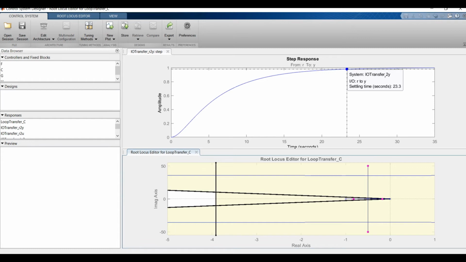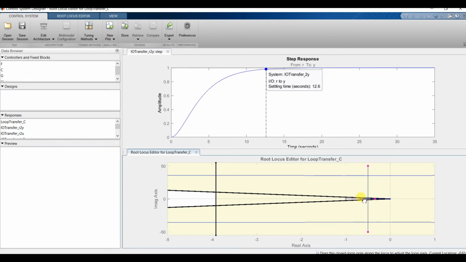But let's see before that what happens if we try to increase the gain of the controller. I can just move it. You can see that as I increase the gain value, the settling time started to decrease. It decreased to around 11 seconds.